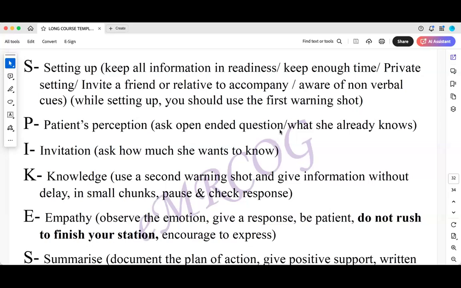So first warning is the setting for the situation. Then you checked how much she knows. And then you give the second warning shot. You said I'm sorry, and then you said the news. And when you say the news, just say the diagnosis. Don't say the result of the biopsy shows that there is this blah blah blah. No. It shows that you have cancer of the womb. And then stop, okay? Why do you need to stop? You need to give a pause, a pause for the role player to react.